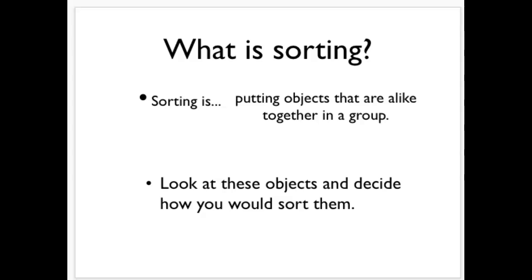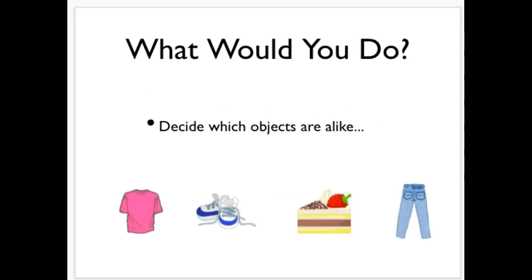The first question, what is sorting? Think about that for a moment. Sorting is putting objects that are alike together in a group. That means finding things that are the same and grouping things by what is the same. So we're going to look at some objects and decide how they might be sorted.